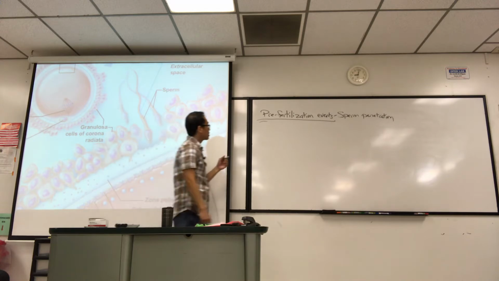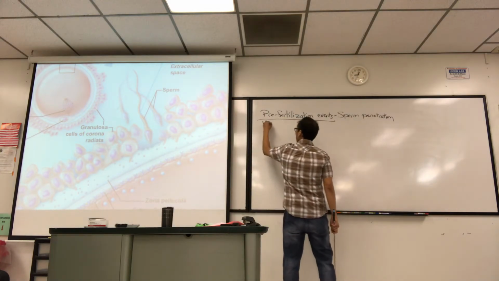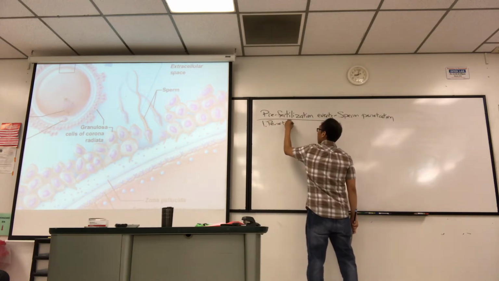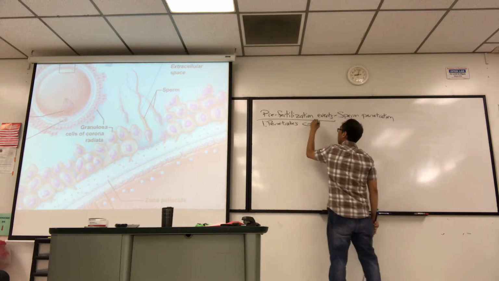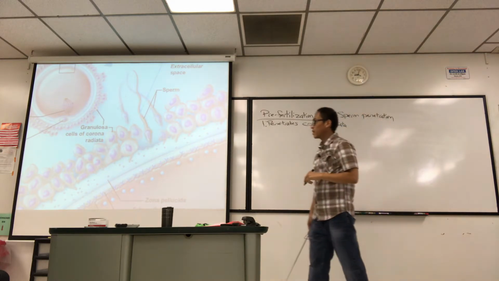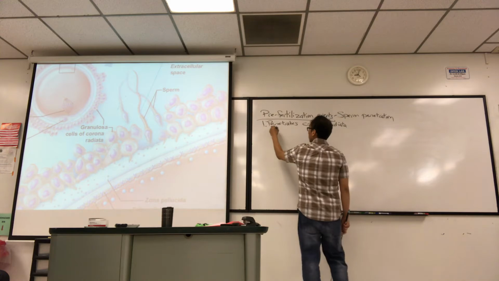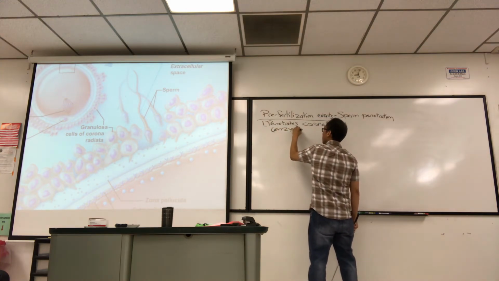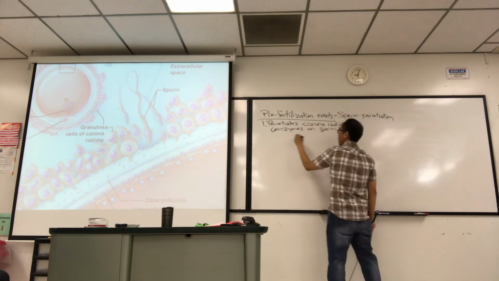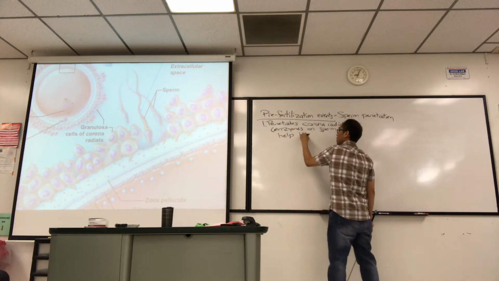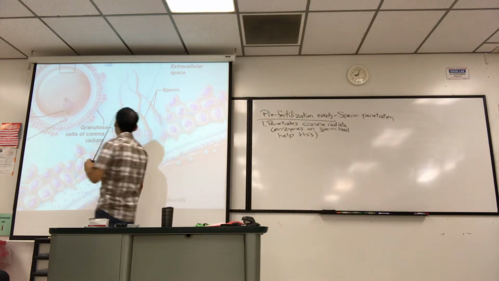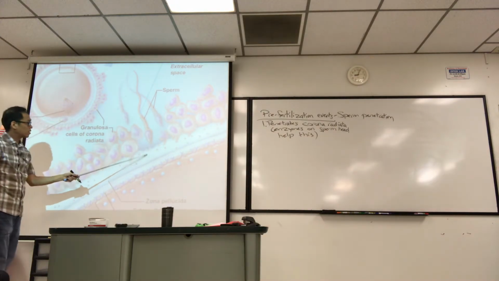Breach corona radiata, or penetrate. One. Sperm penetrates corona radiata. Enzymes on sperm head help this. So that sperm gets to this white layer here called the zona pellucida.